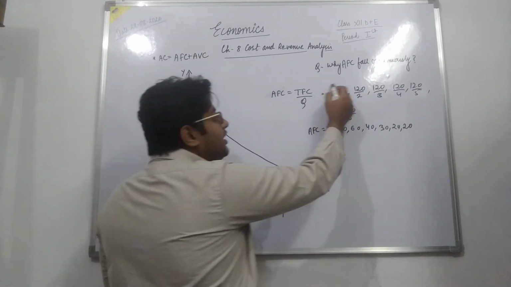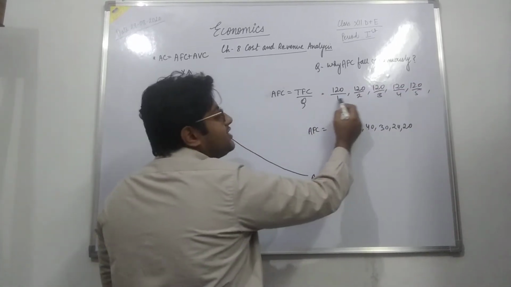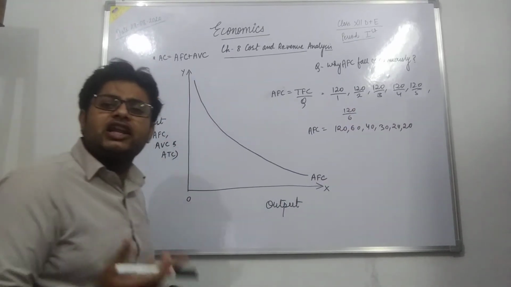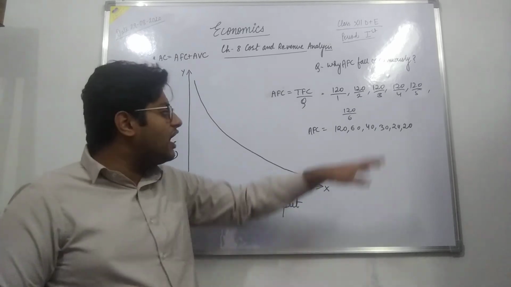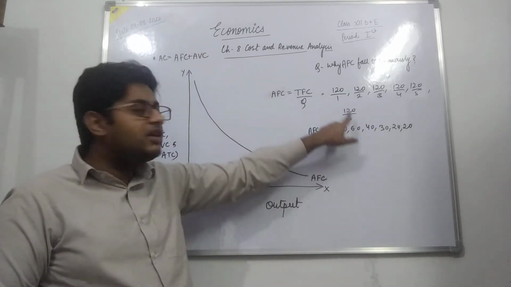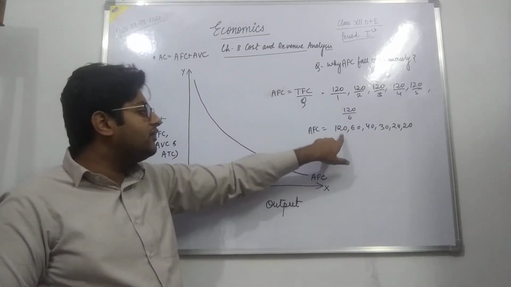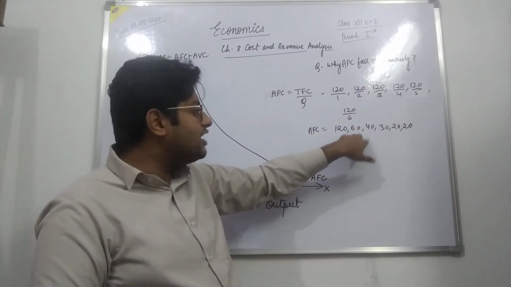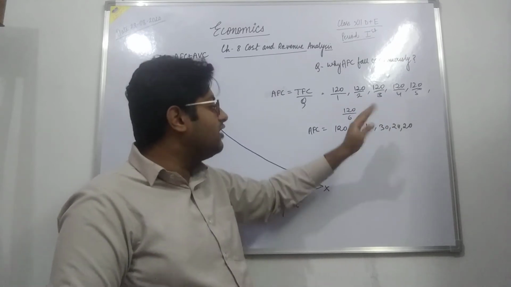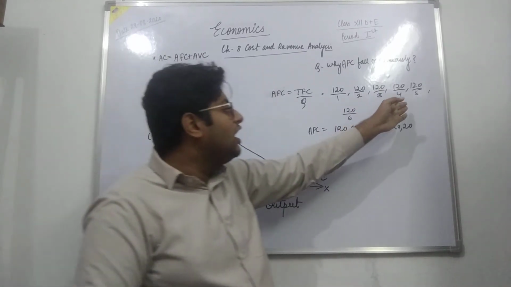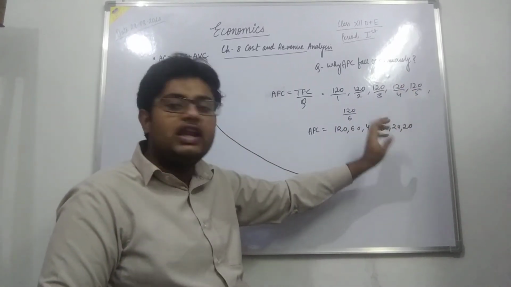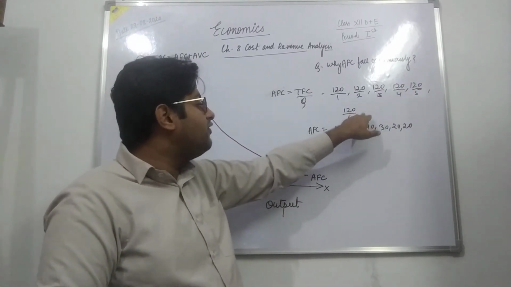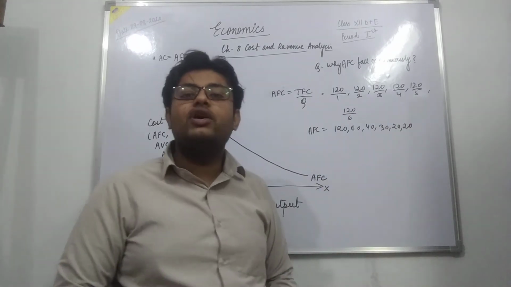Alright, my numerator is constant and my denominator is increasing, that is 1, 2, 3, 4, 5, 6. Then mathematically what will happen? Of course the value will fall. Whenever we divide 120 by 1, we will get the higher value. If we divide it by 2, we'll get a lower value. If we divide it by 3, we'll get a still lower value. If we divide it by 4, 5, or 6, we get progressively lower values.